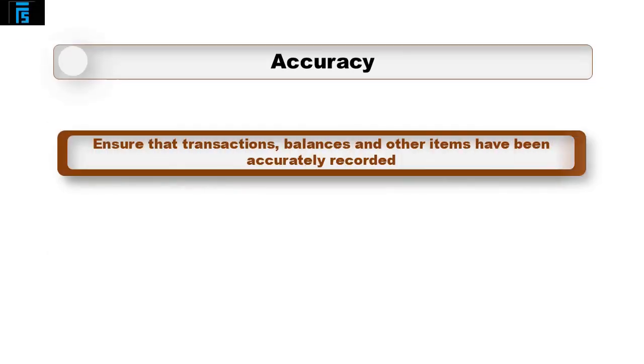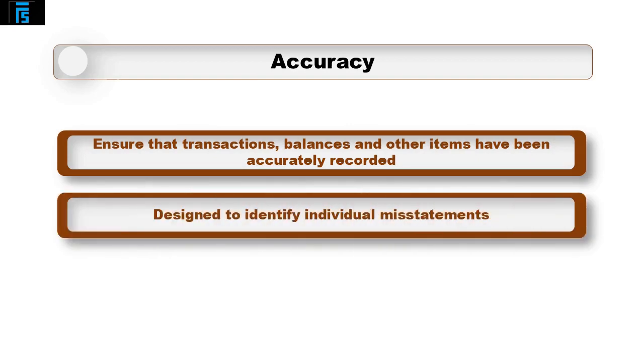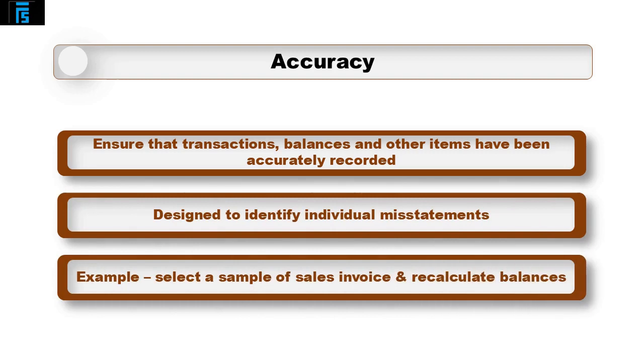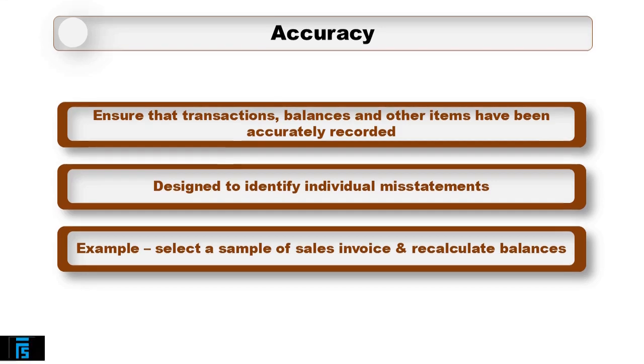Accuracy is to ensure that all transactions, balances and other items have been accurately recorded. Audit tests are designed to identify individual misstatements. An example would be to select a sample of sales invoices and recalculate the balances.